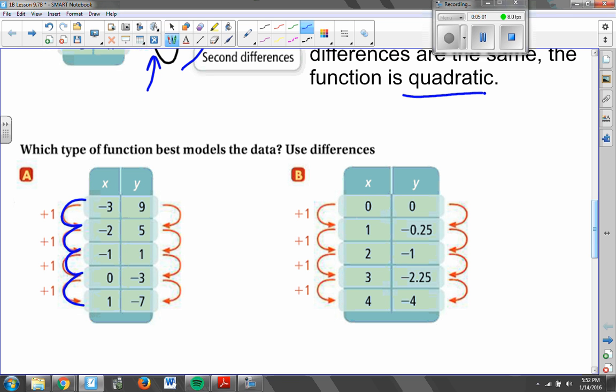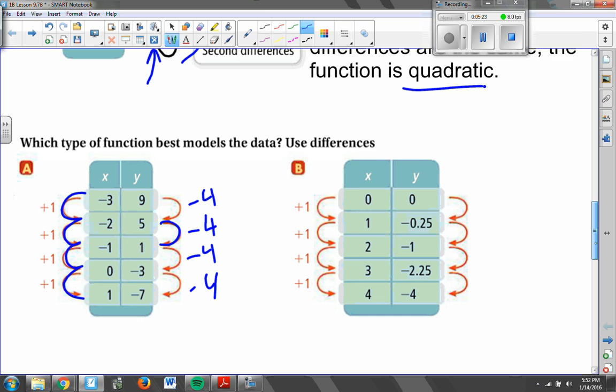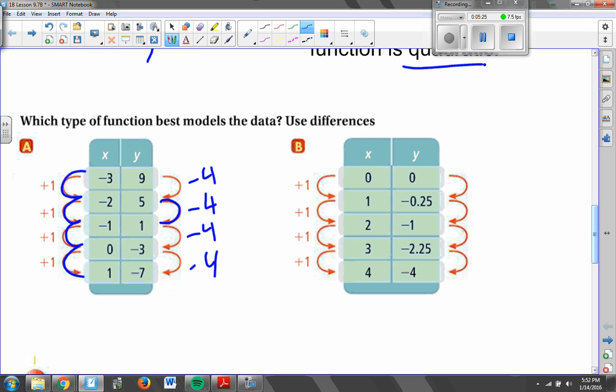Let's see. To go from 9 to 5, I could multiply by some crazy fraction, or I could take away 4. To go from 5 down to 1, I could divide by 5 or take away 4. To go from 1 to negative 3, I could take away 4. To go from negative 3 to negative 7, I could take away 4. Because I'm taking away 4 every time in my y values, letter A is a linear function.